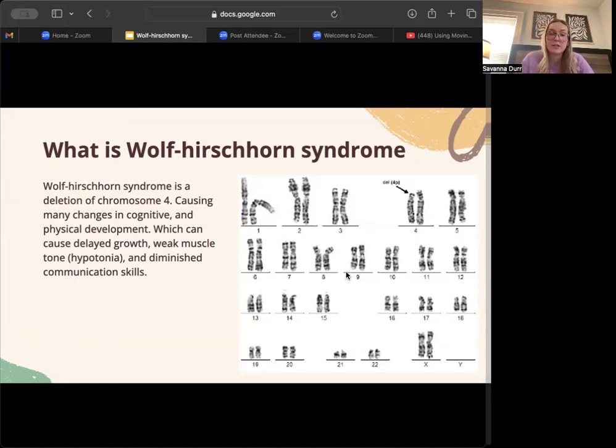It is essentially a deletion of chromosome 4, which can make many changes in cognitive and physical development. It can cause delayed growth, weak muscle tone, which is referred to as hypotonia, and diminished communication skills and social skills. I inserted a picture of where you would generally see chromosome 4 and where it would be deleted for a child that has Wolf-Hirschhorn syndrome. We generally see this picture when we are talking about Down syndrome. We can see the deletion of chromosome 23.